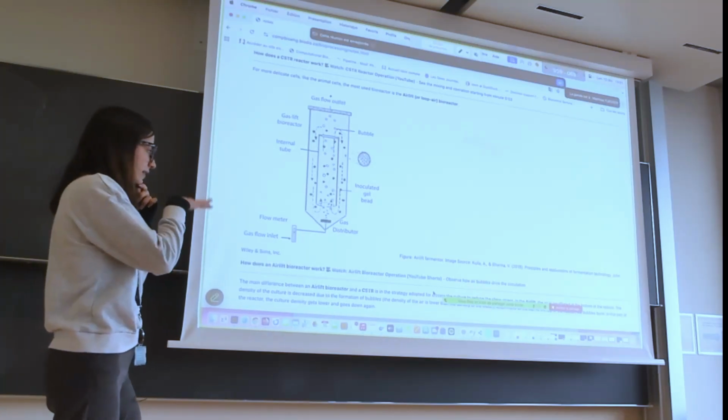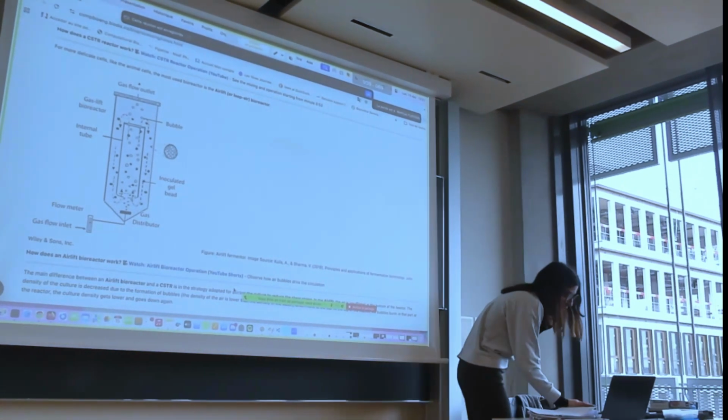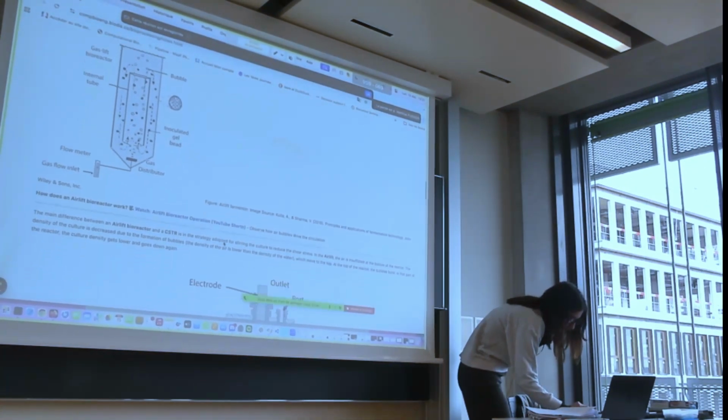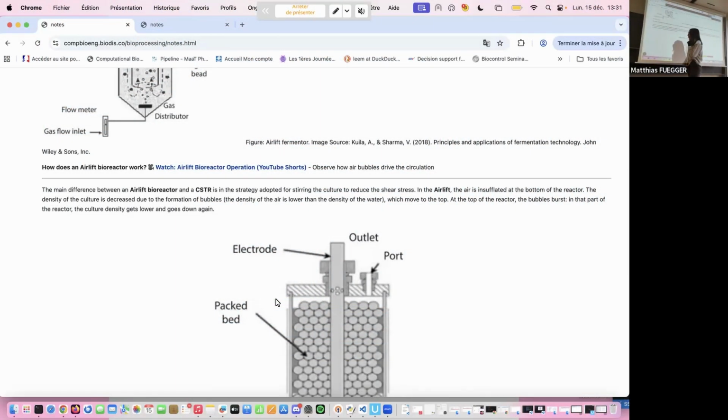And this kind of structure can be useful, for example, in the presence of cells that are sensitive to mechanical stress, as for example human cells.